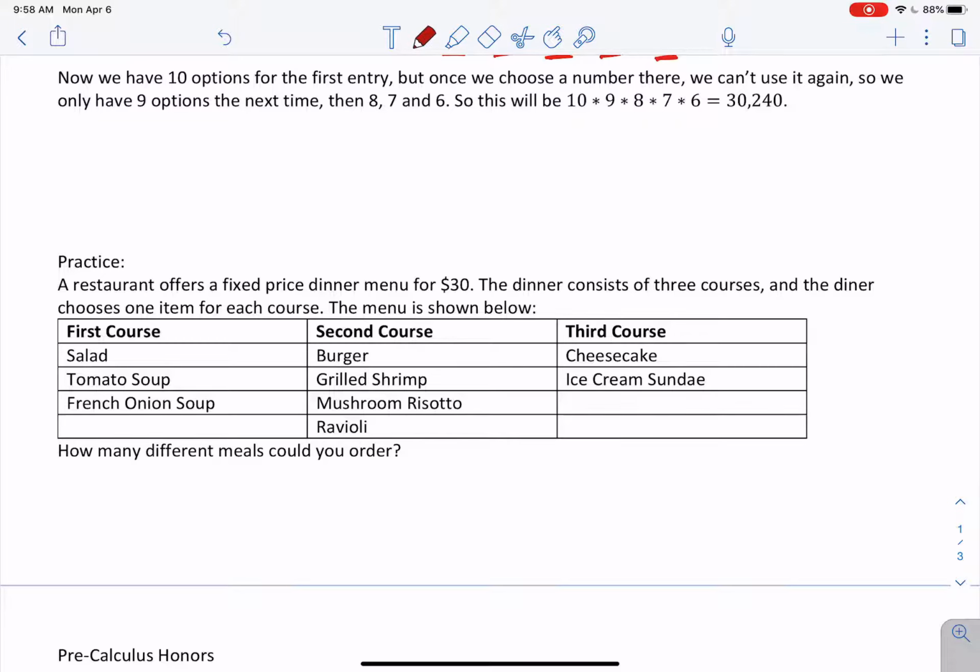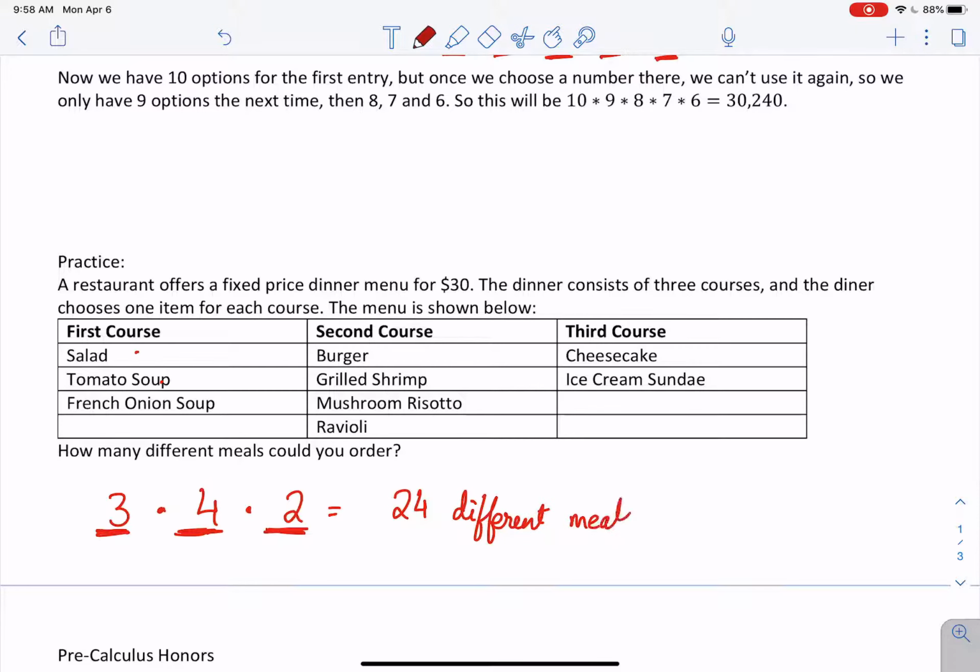I'm going to go over this problem. So for the first course, second course, and third course, I'm going to put in slots for that. For the first course, I have 3 different options. For the second course, I have 4 different options. And for the third course, I have 2 different options. So then I multiply these together, I get 24 different meals I could order.